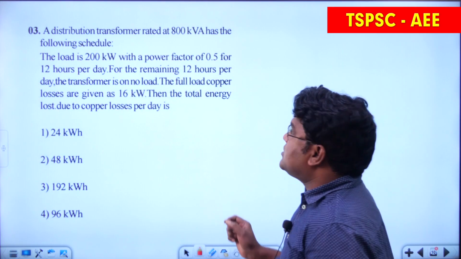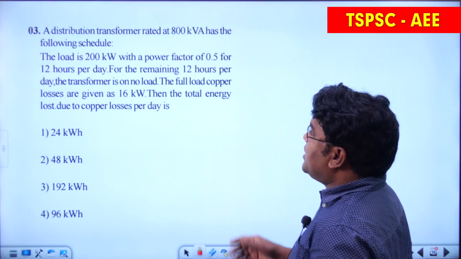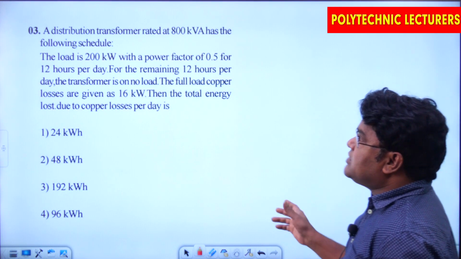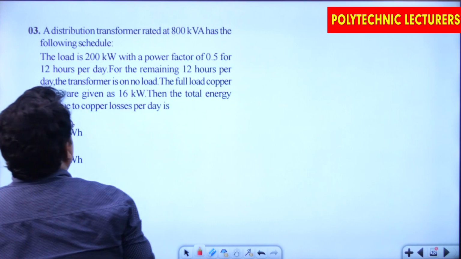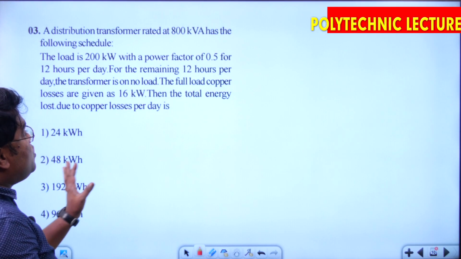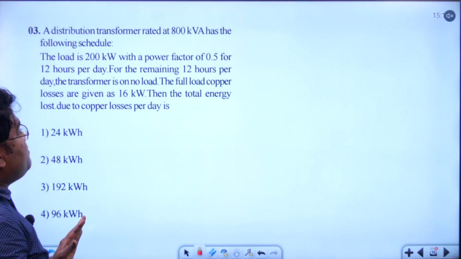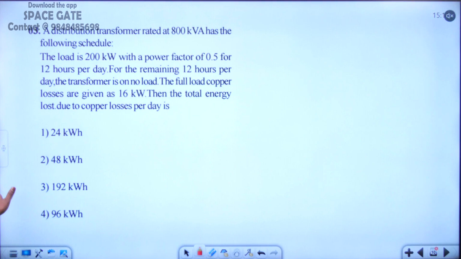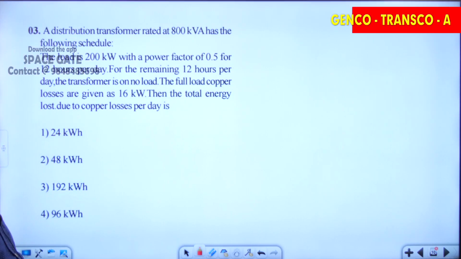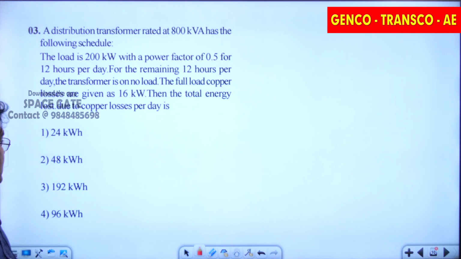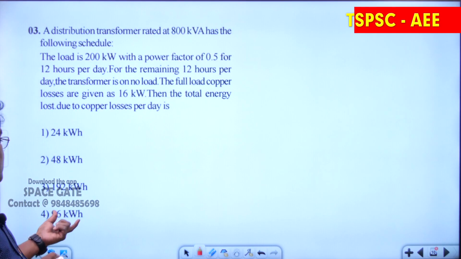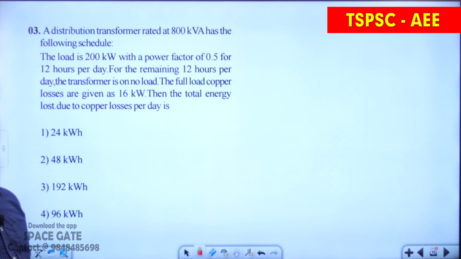Let us solve another question. This question belongs to the concept of transformers, especially the distribution transformer. The distribution transformer rated at 800 kVA has the following schedule. The load is 1200 kilowatts with a power factor of 0.5 for 12 hours per day. For the remaining 12 hours per day, the transformer is on no load. The full load copper losses are given as 16 kilowatts. Then the total energy loss due to copper losses per day is dash. Options: A 48 kilowatt hour, B 24 kilowatt hour, C 48 kilowatt hour, D 192 kilowatt hour, E 96 kilowatt hours.